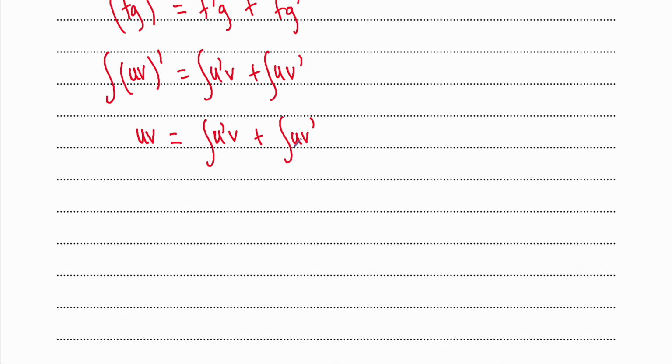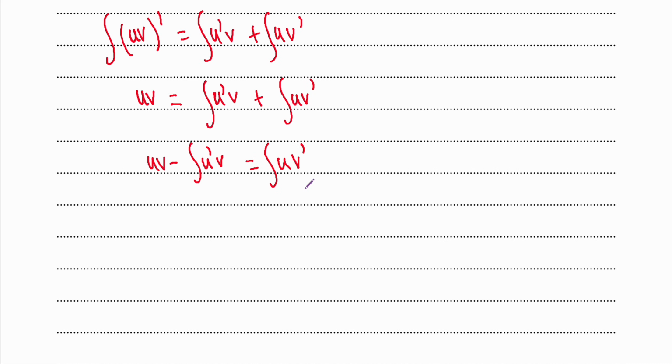And then what we do is we bring this to the other side. So we're left with uv minus the integral of u'v is equal to the integral of uv'. Now, the formula is usually given like this. So this is the final formula.